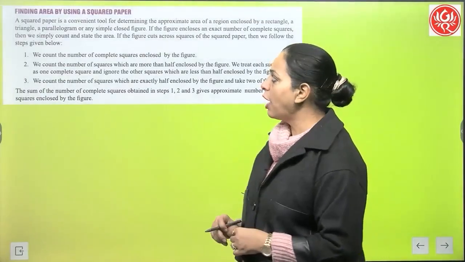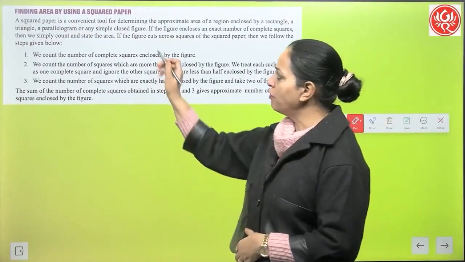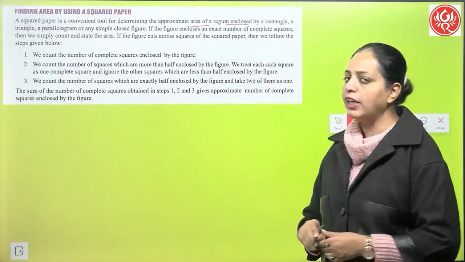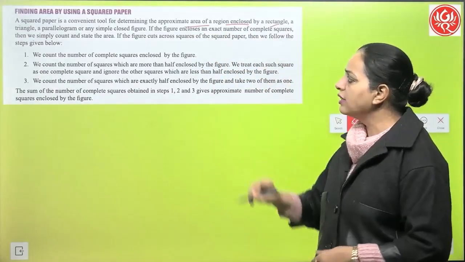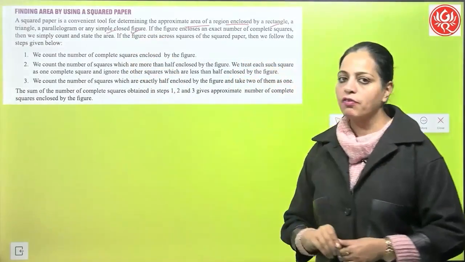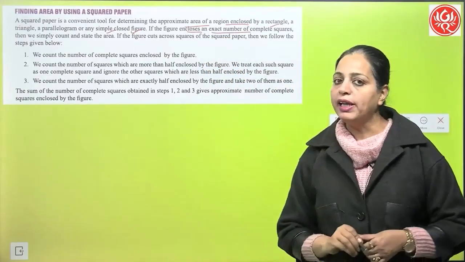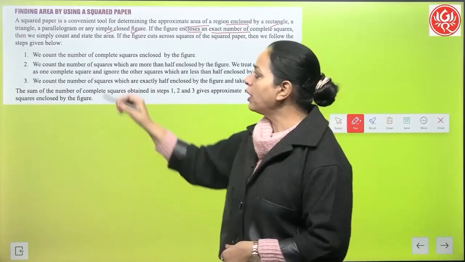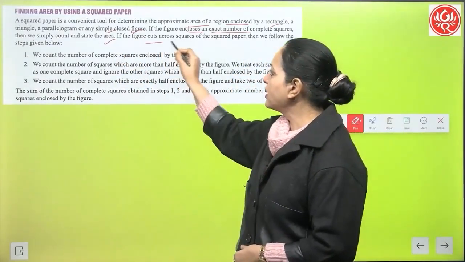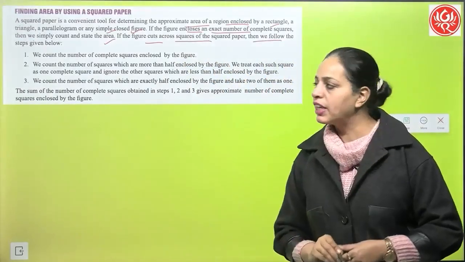Now finding area by using a squared paper. A squared paper is a convenient tool for finding the approximate area of a region enclosed by a rectangle, a triangle, a parallelogram or any simple closed figure. If the figure encloses an exact number of complete squares, then we simply count and state the area. If the figure cuts across squares of the squared paper, then we follow the steps given below.